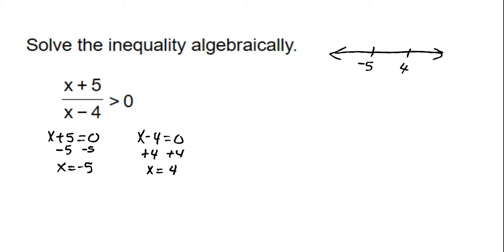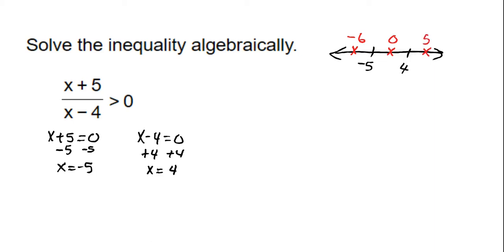Then we're going to choose test points in each interval. So I need to pick a test point that's less than -5, like -6. I need to pick a test point in between -5 and 4, like 0. And I need to pick a test point that's greater than 4, like 5.